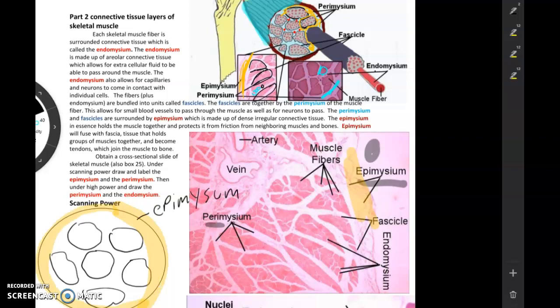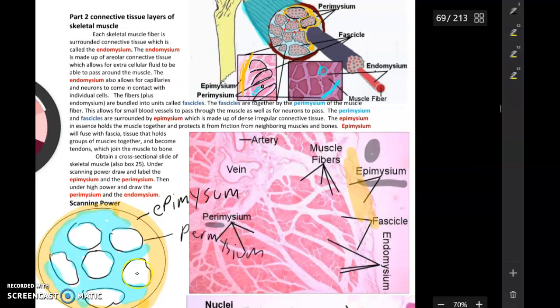Now to differentiate, I change the color. So the perimysium is what is in between the fascicles. Can I talk to you and draw between the lines? I don't think so. Oh my goodness. So this would be the perimysium. Now let's draw the fibers in here. So these would be where the muscle fibers are.